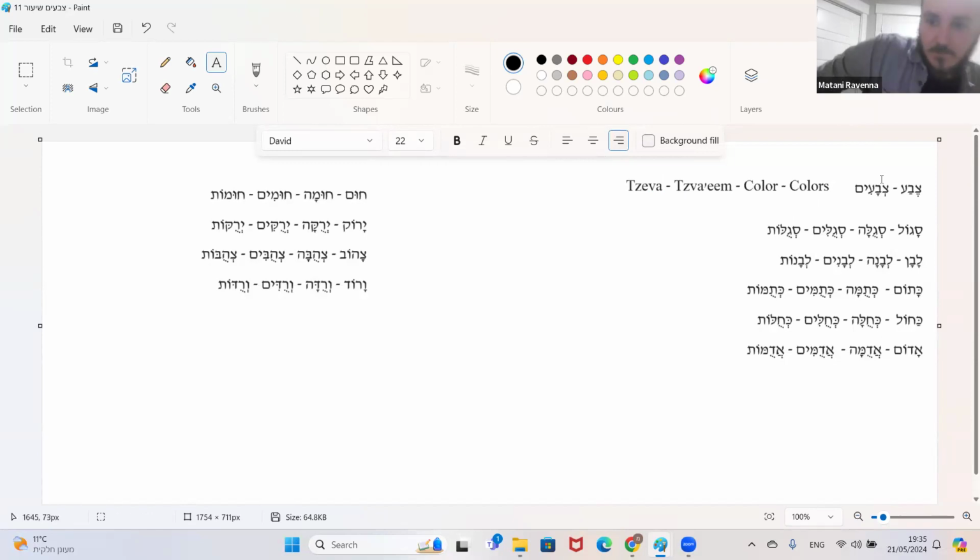Okay, so tseva, a color, tzvaim, colors. And let's get down to it. And I'm sure I missed some colors here. By all means, if you want me to add them, let me know. The first one is purple.